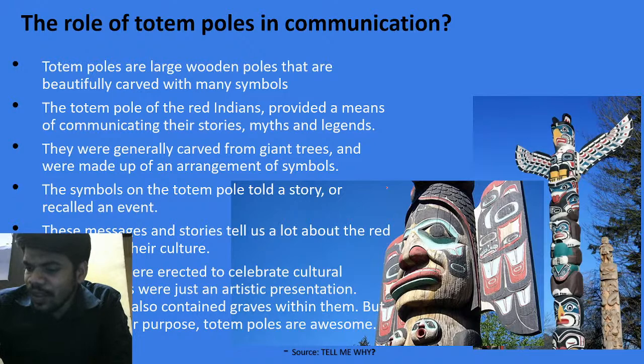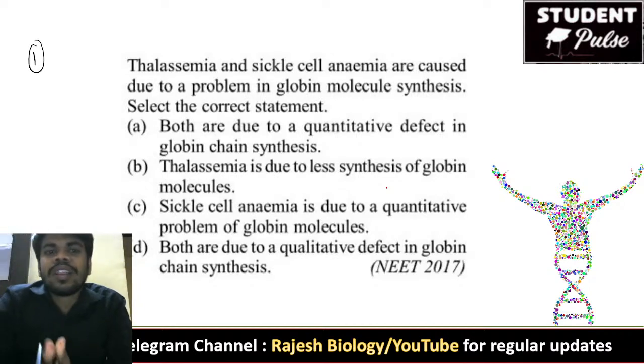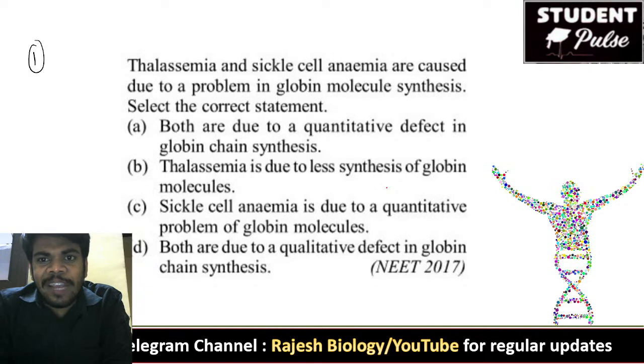Now, come to the first question of principles of inheritance. Without any delay, try to solve this question. Thalassemia and sickle cell anemia are caused due to a problem in globin molecule synthesis. Select the correct statement. Both are due to quantitative defect in globin chain synthesis. Thalassemia is due to less synthesis of globin molecules. Sickle cell anemia is due to quantitative problem of globin molecules.